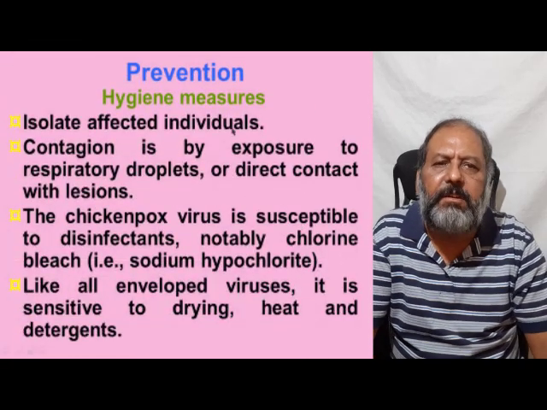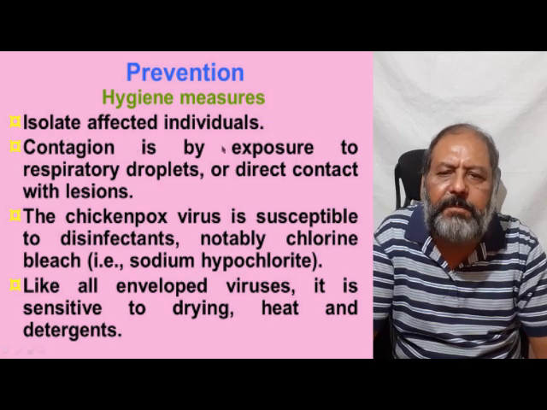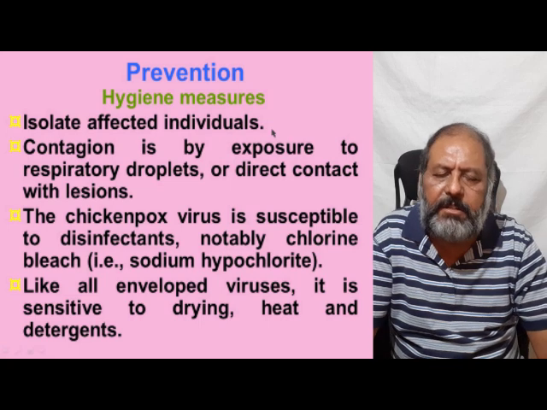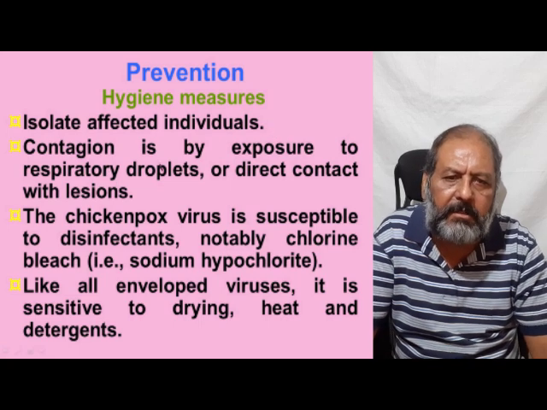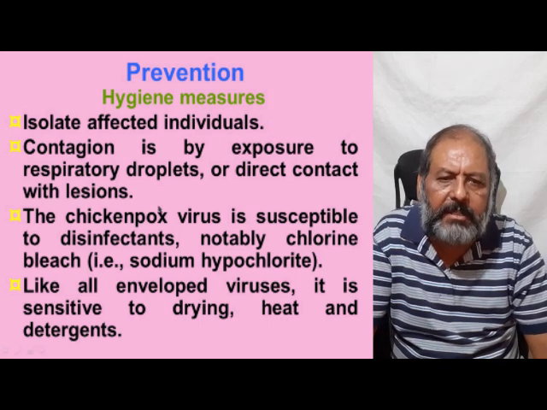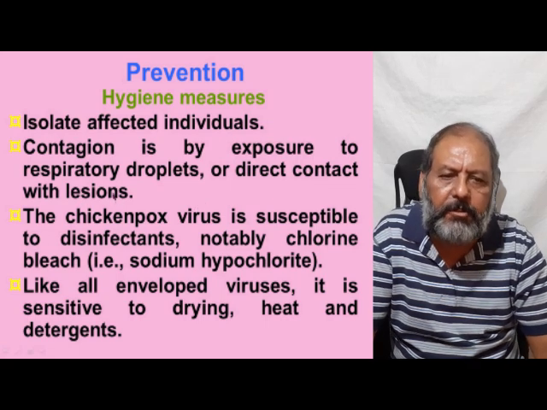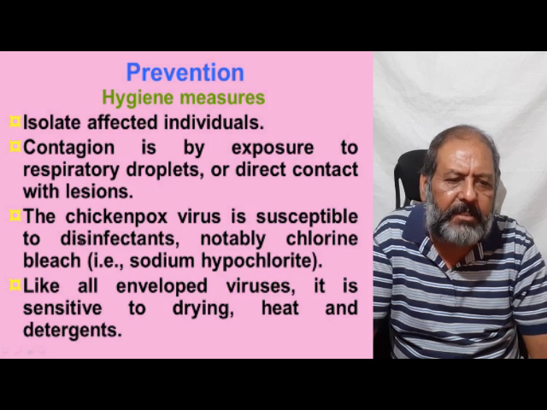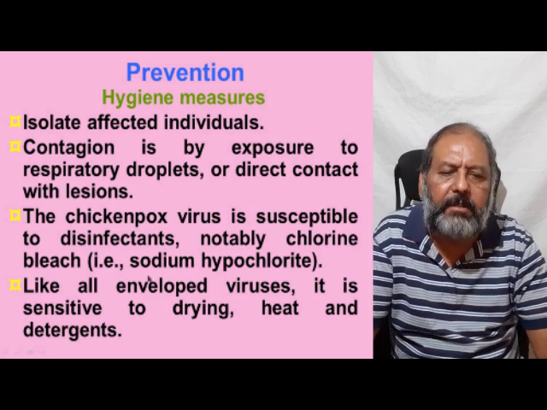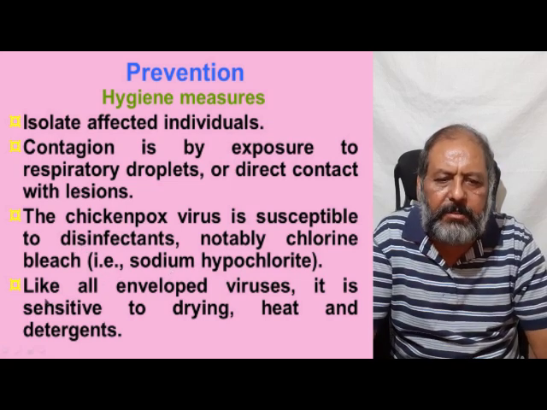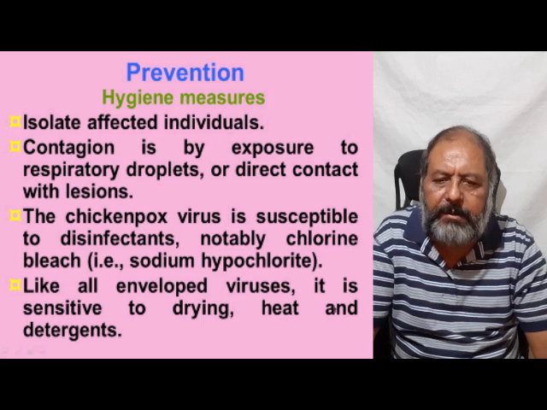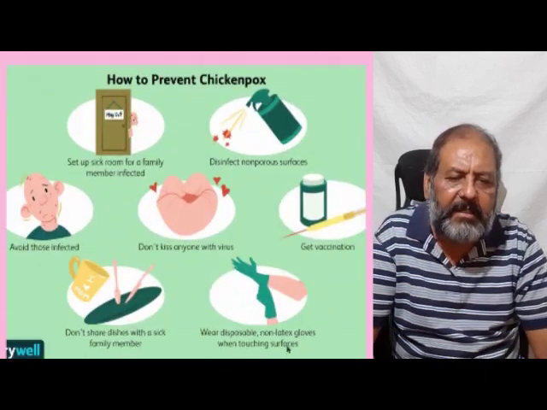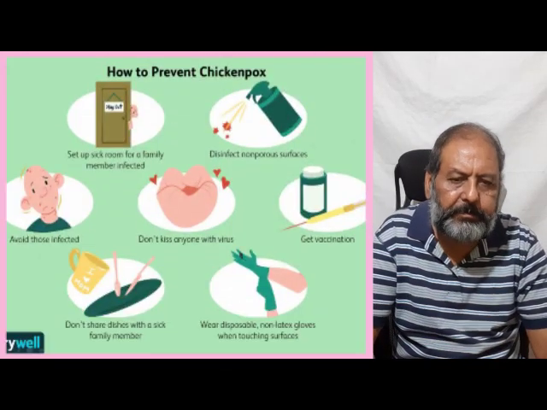Now, prevention of chickenpox: hygiene measures, and isolate the affected individuals because they are very contagious and can spread the infection to others. Contagion is by exposure to respiratory droplets or direct contact with the lesions. The chickenpox virus is susceptible to disinfectants, notably chlorine bleach, that is sodium hypochlorite. Like all enveloped viruses, it is sensitive to drying, heat, and detergents.